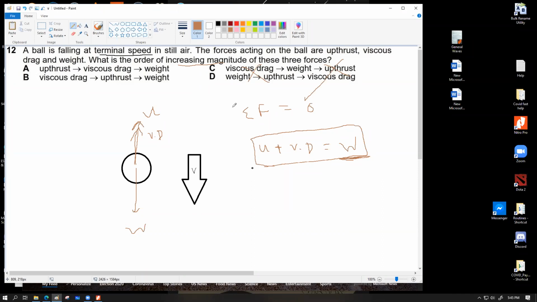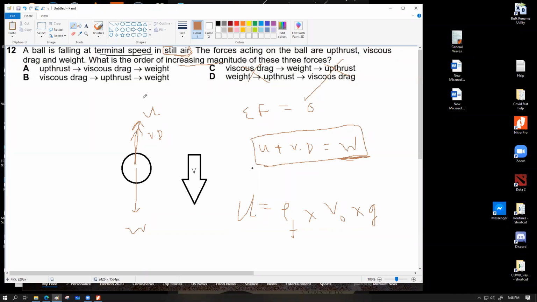Now, here's the deal. Try to understand. It is falling through still air. Have a look at the medium. It is falling through still air. Why is this important? Because the upthrust was defined as the density of the fluid multiplied by the volume of the object multiplied by gravitational acceleration. This was the equation. It is the equation that measures upthrust.